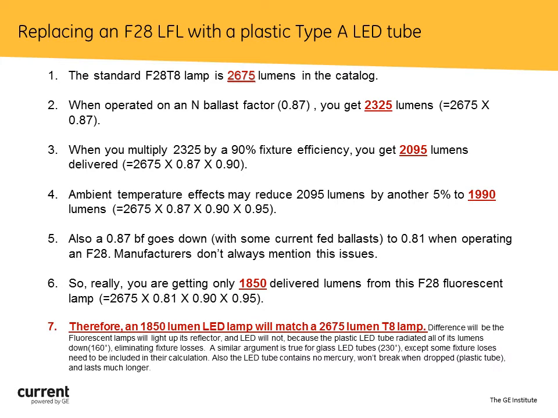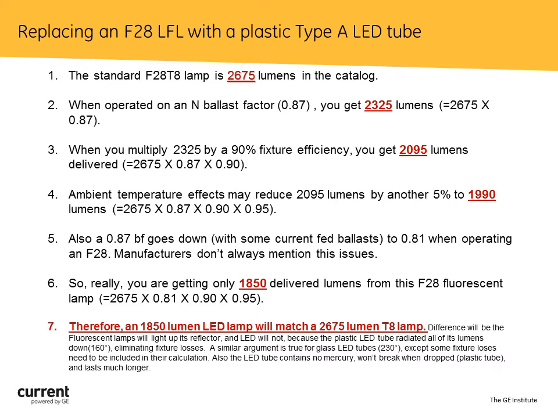The first reason is that 2675 lumen lamp in your fixture is running on some electronic ballast that has a ballast factor. It could be a low ballast factor, or normal ballast factor, or a high ballast factor. What you need to do is find out what your ballast factor is and multiply that lumen level by that number. I'm going to assume it's a normal ballast factor of 0.87. So if I take my 2675 lumens times 0.87, I find out that my needed lumens for my LED replacement is only 2325. But I'm not done yet.